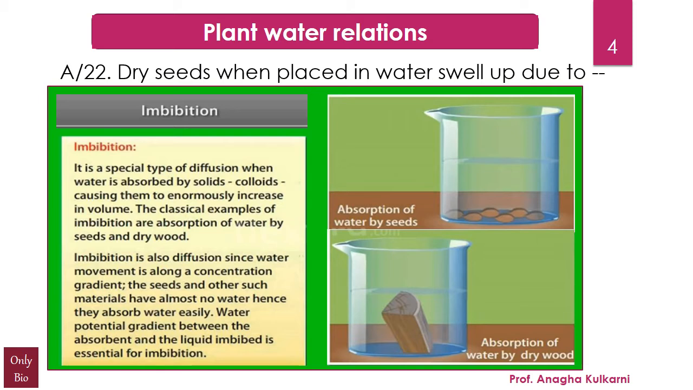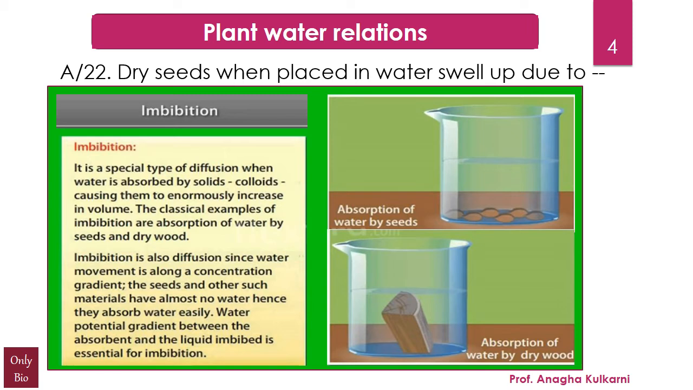So imbibition is nothing but diffusion, because here water movement is again along a concentration gradient and the seeds and other such materials have almost no water. Hence, they absorb this water easily. So a water potential gradient between the absorbent and the liquid imbibed is essential for imbibition. I hope you understand this.